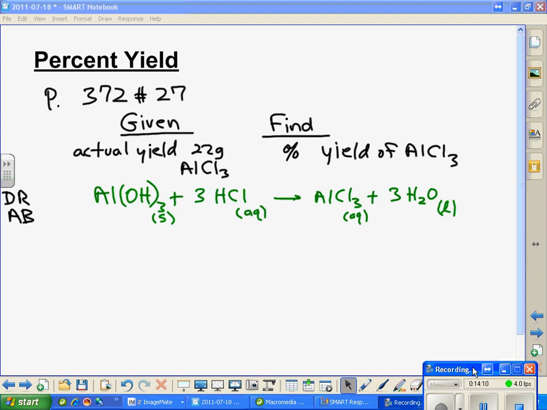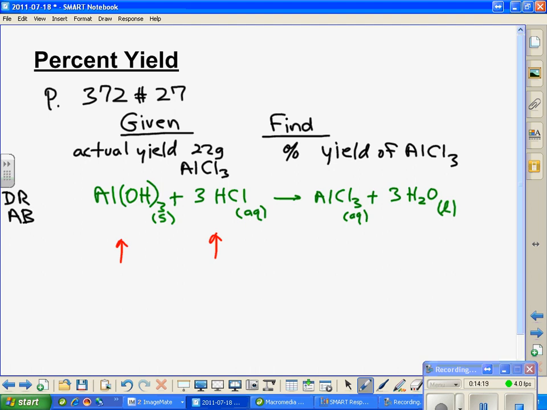Even if you have the right ratios of, for instance, the acid and the base, if they are perfectly lined up so that we have 1 mole of the aluminum hydroxide and 3 moles of the hydrochloric acid, exactly the right number of each, we're still not going to get 100% reaction. And you're going to see that in just a minute as we work this problem.